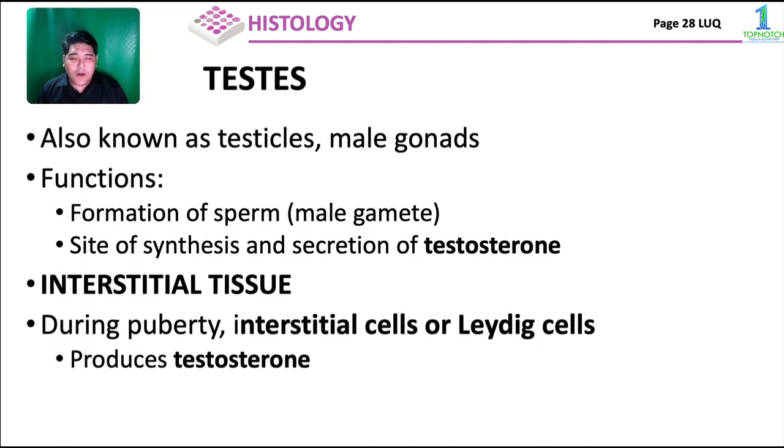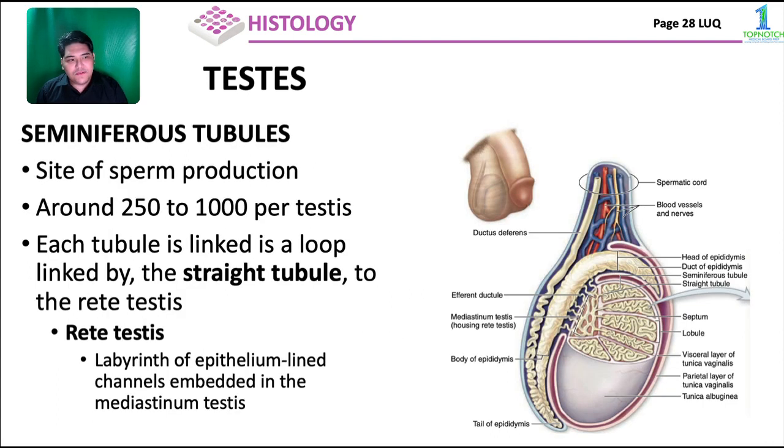Na-discuss na rin naman ito partially sa ating anatomy, but we'll focus more on the testes. No? This is the male gonads. Function is formation of sperm or your male gamete. Okay? And your testis is the site of synthesis and secretion of your testosterone. In your testes, you have your interstitial tissue. And during puberty, your interstitial cells or your Leydig cells produce your testosterone. So we also have your seminiferous tubules. This is the site of sperm production.